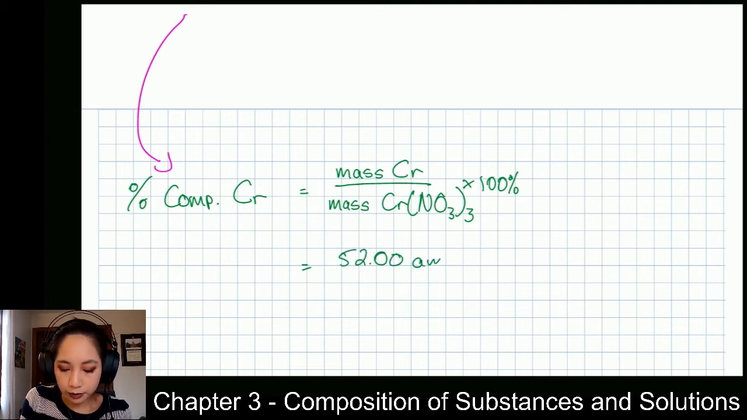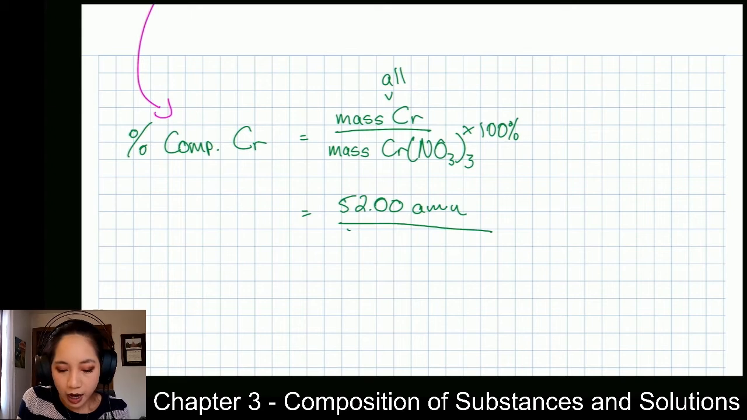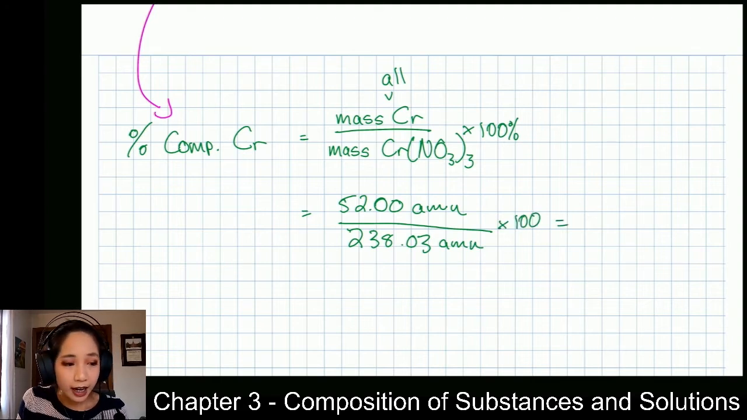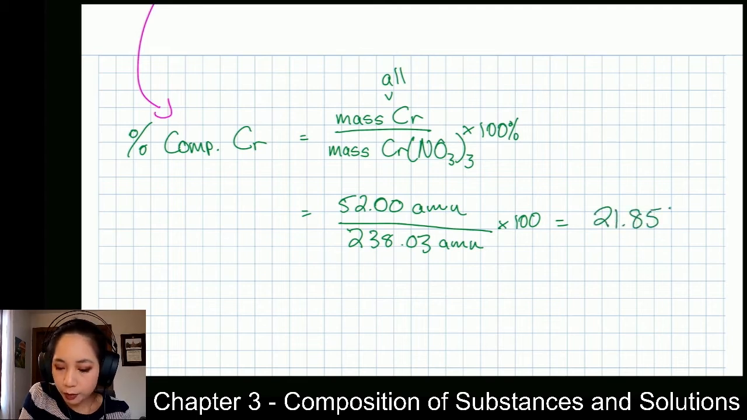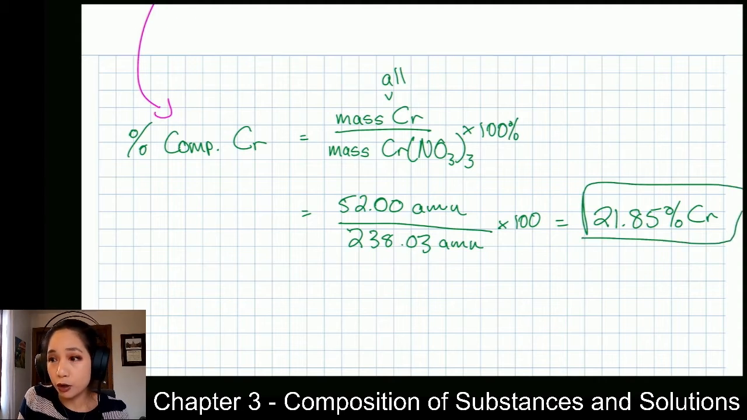52.00 AMU, that's our mass of all of the chromium. So I'll say all chromium, but in this case there's only one atom. And then the mass of chromium nitrate, which we just calculated, is 238.03 AMU times 100 to turn that into a percent, and we get 21.85% chromium. That's the percent composition of chromium by mass in chromium-3 nitrate.